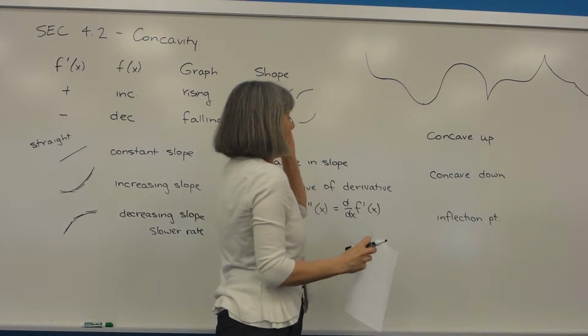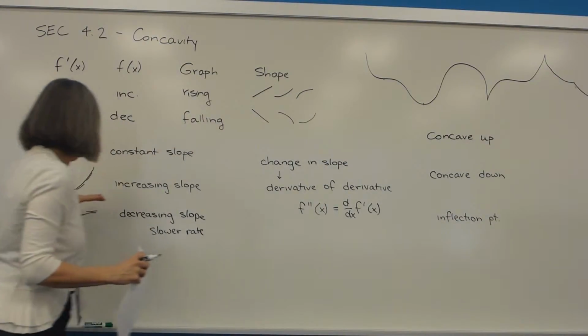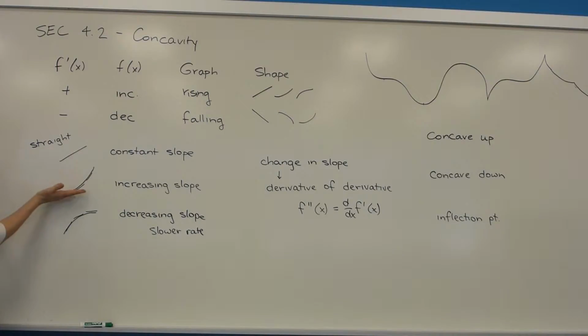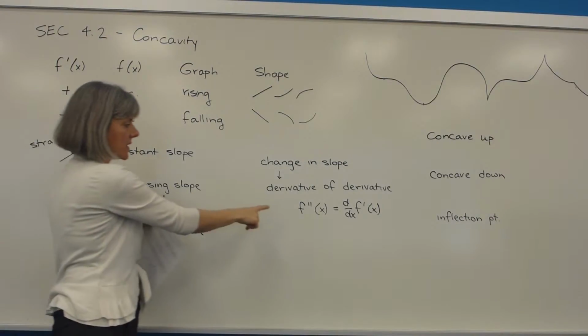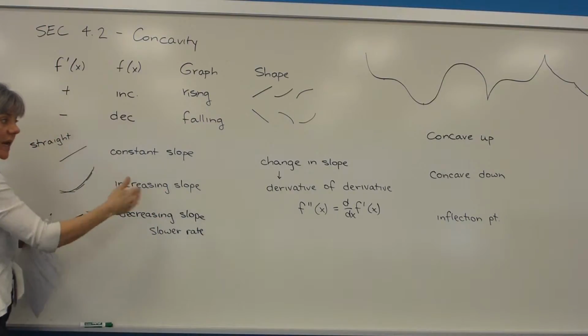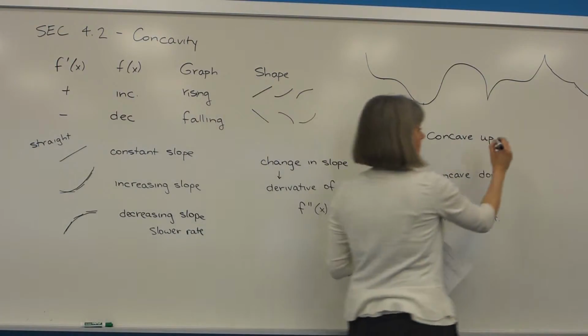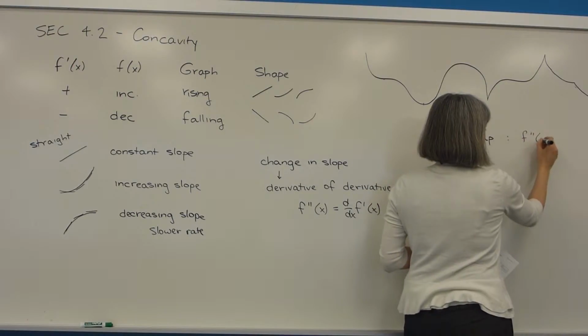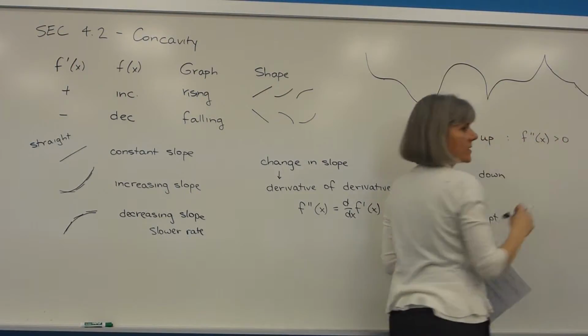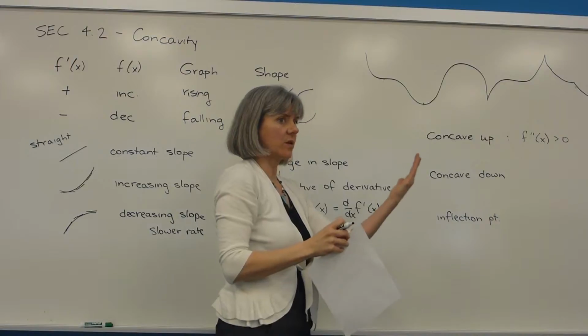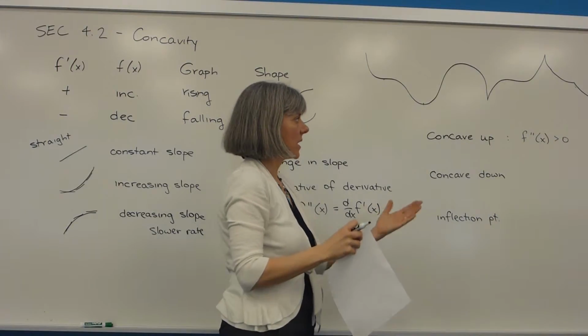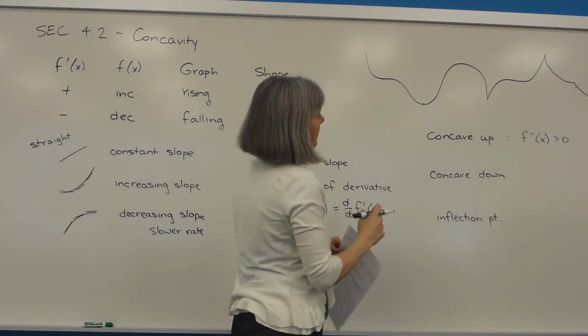Okay. Well, if we back up to here, and we look at this case where the slope is increasing. It starts out shallow, but now the slope is getting taller, steeper. That means that the second derivative is going to be positive, right? The change in slope is positive. So concave up happens when the second derivative is positive. It's saying that the change in slope is increasing. It's getting bigger.